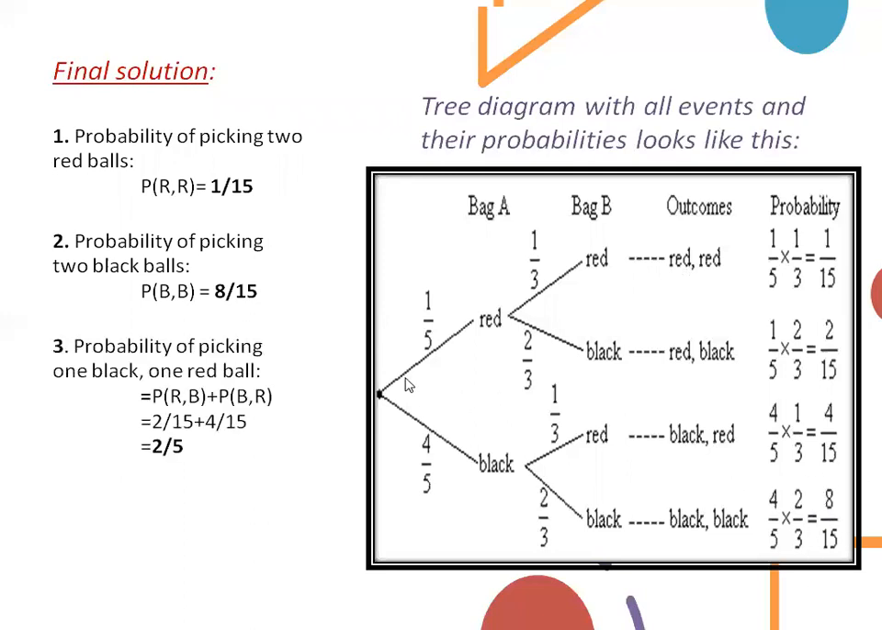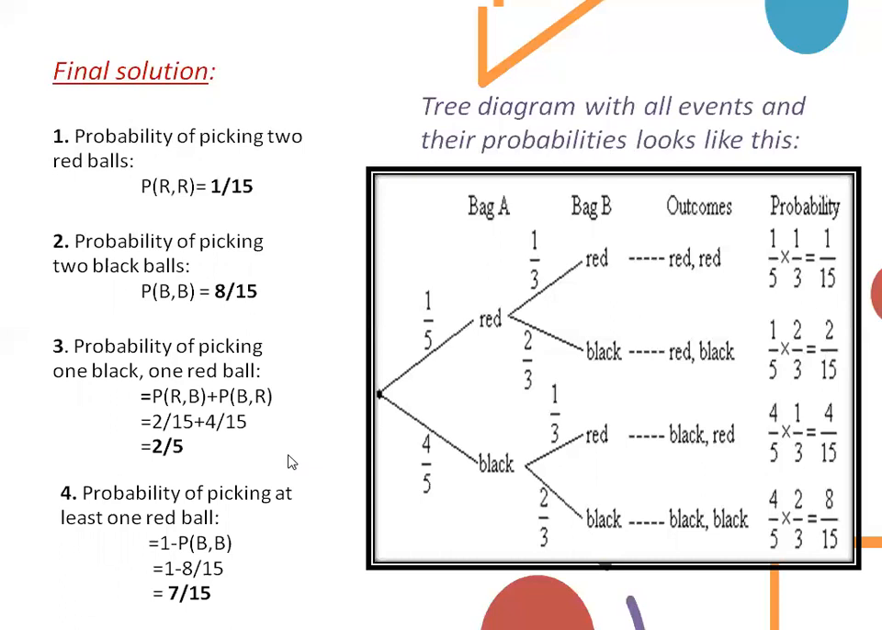Now, probability of picking 1 black, 1 red. 2 instances are here: first draw red, second draw black, and first draw black, second draw red. Both of these cases result in 1 black and 1 red ball. So here we have to add these two probabilities, 2 by 15 plus 4 by 15, which results in 2 by 5.